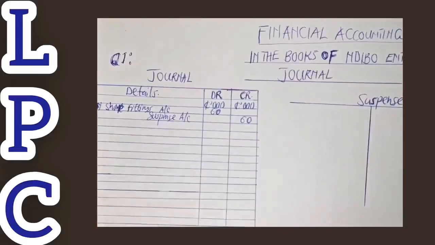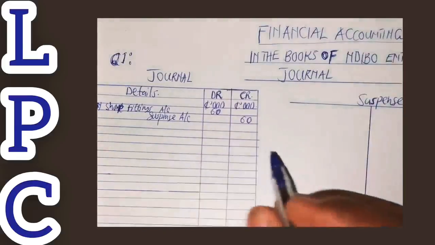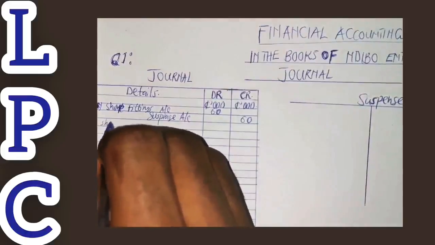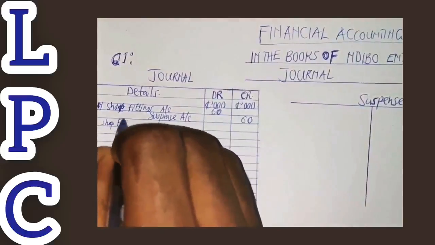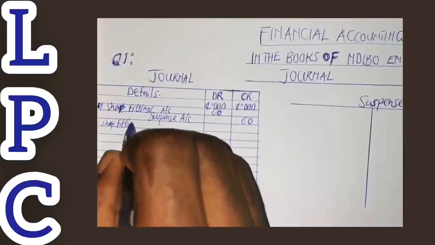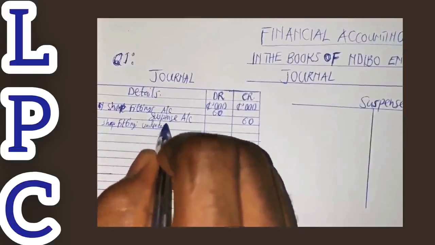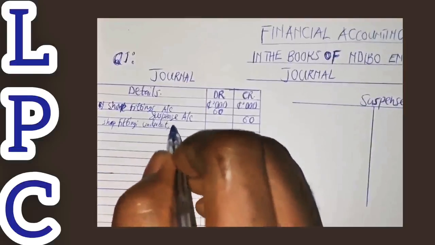So always after that, you must give us a narration. You tell us, what is the narration here? Shop fittings undercast, now corrected. So shop fittings undercast corrected.